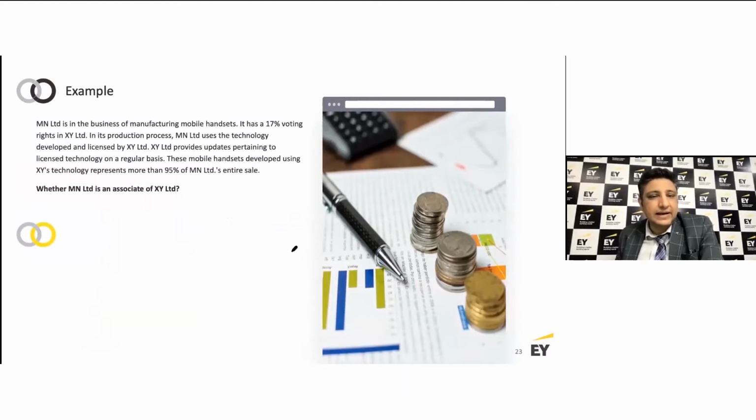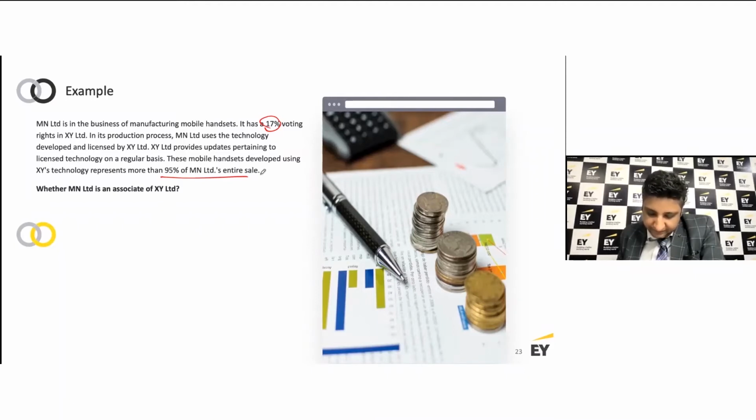Okay, let's have a look at this scenario further. It says that MN Limited is in the business of manufacturing mobile handsets. It has 17% voting rights in XY Limited. In its production process, MN Limited uses the technology developed and licensed by XY Limited. Okay. XY Limited provides updates pertaining to licensed technology on a regular basis. These mobile handsets developed using XY's technology represent more than 95% of MN's entire sales.